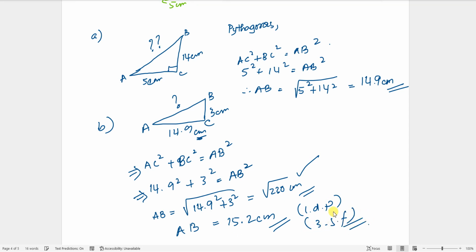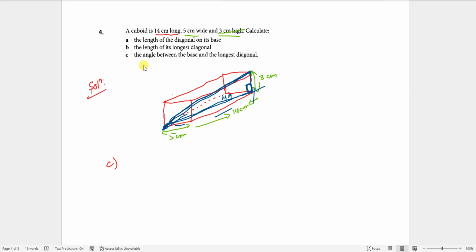Okay, now part C. Now they're asking for the angle between the base diagonal and the longest diagonal. It's easy again. The same diagram, we know all the sides. They're asking us to find this particular angle. This is the longest diagonal, right? I write longest diagonal, and this is the base diagonal.